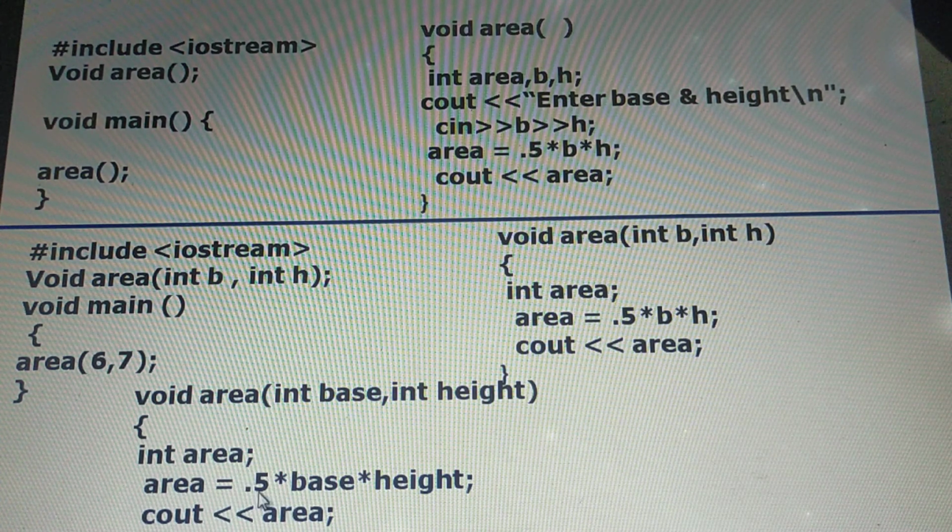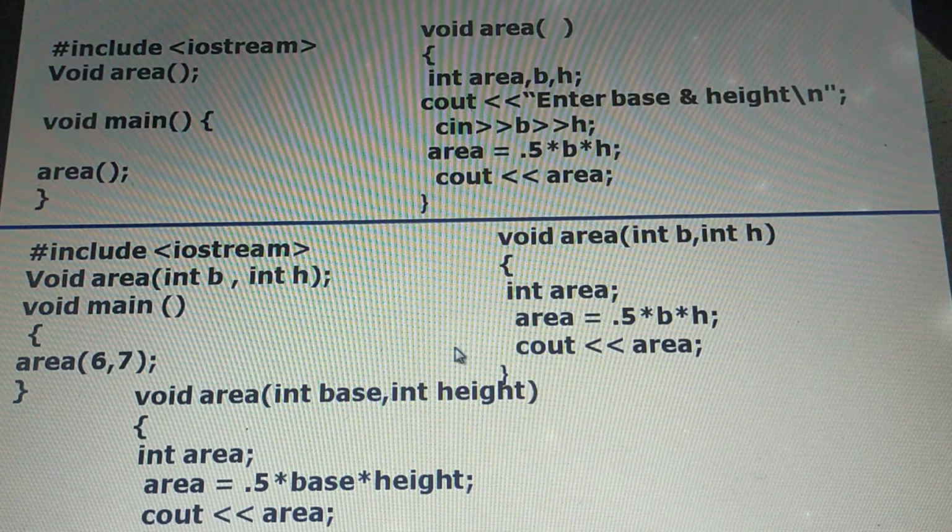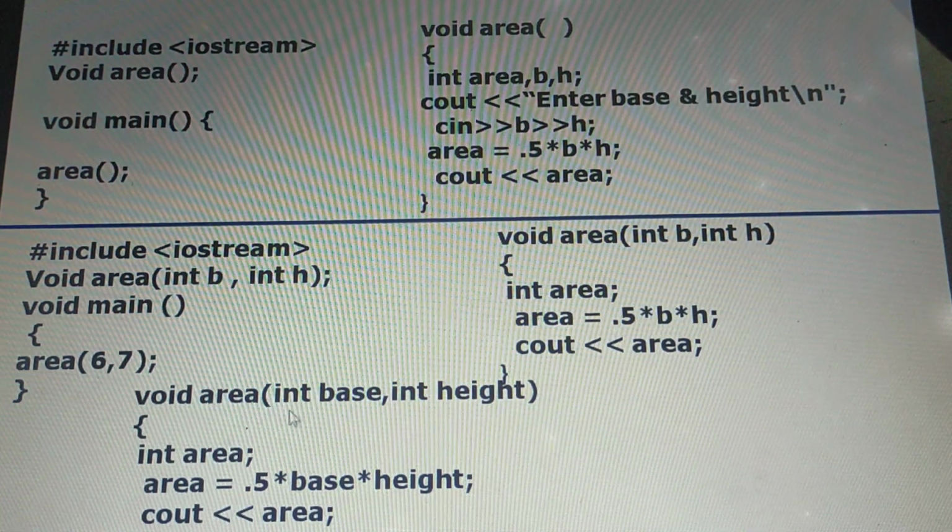Int area is equal to 0.5 into base into height, whatever we can write. Okay. Instead of using both the main section and the function definition giving the same name, we can write like this also. No problem. Here if we use b or here, it is not compulsory. Here also we have to use b. We can give other names also. Okay. That's the way we can do the programs with the function arguments.